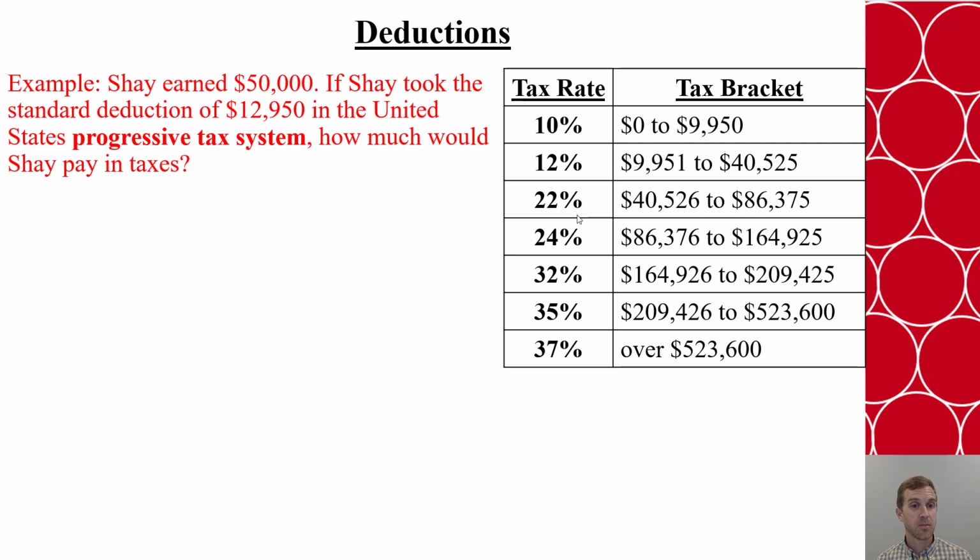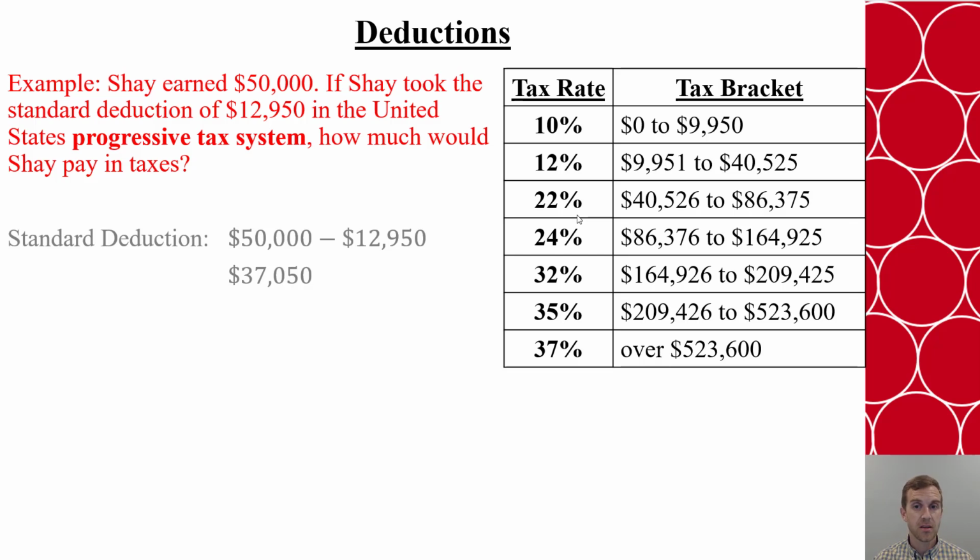Now let's look at an example with Shay taking the standard deduction of $12,950. So what this means is the first thing Shay would do is subtract the standard deduction from the income. That means we're really paying taxes on $37,050, not $50,000. So that changes as we go through the progressive system. We still have that first bracket of 10%, and that will be the $9,950 times the 10%. But if we think about it, $37,050 only falls in the 12% bracket.